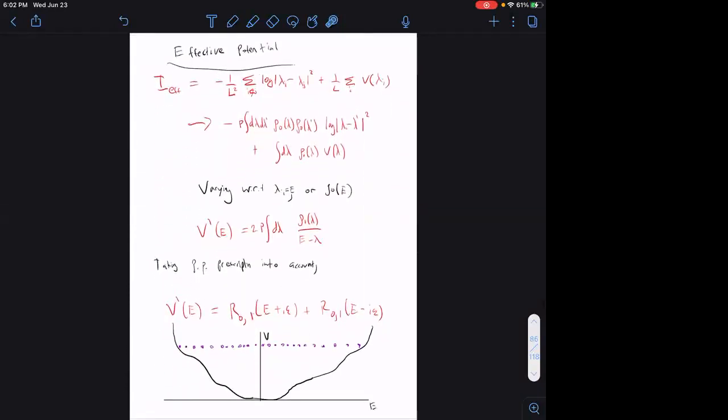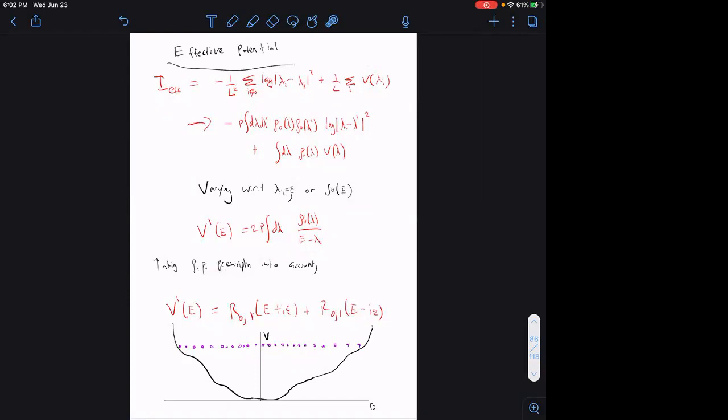So the strategy we're going to take is a little bit similar to what we did a couple lectures ago to find the semicircle. What we do is we write an effective potential for the eigenvalues, where there's a potential V of lambda and this term which comes from the Vandermonde determinant for the eigenvalues. And we can think of taking this continuum limit where we replace the discrete sums over energies by integrals weighted by the density of states. And from this action, we can get some equations of motion for the eigenvalues.